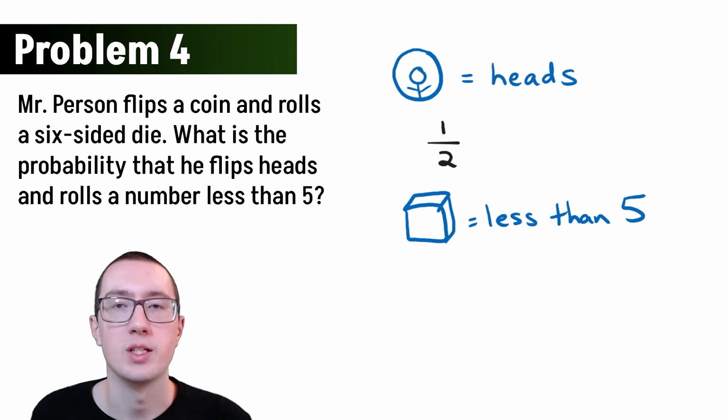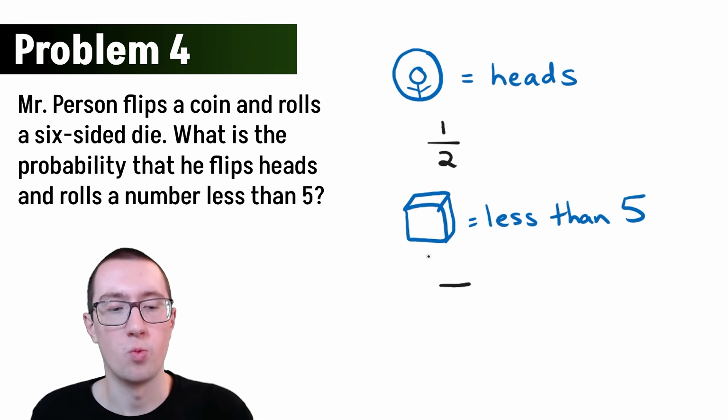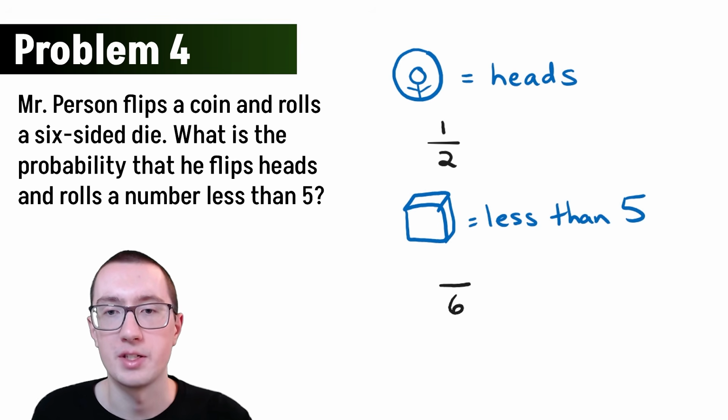Now, what about the die? This might be a little more complicated. It needs to roll less than 5. So how many different possibilities are there for a die? Well, you can roll a 1, 2, 3, 4, 5, or 6. So there are 6 different possibilities.